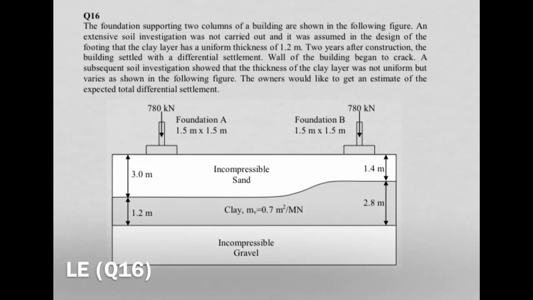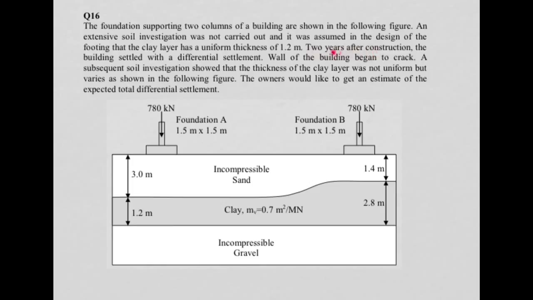Question number 16. A foundation supporting two columns of a building is shown in the following figures. Okay, so this is the figure here. We have the two-wall column with a foundation on the ground. An extensive soil investigation was not carried out, and it was assumed in the design of the footing that the clay layer has a uniform thickness of 1.2 meters, same as what we have here.